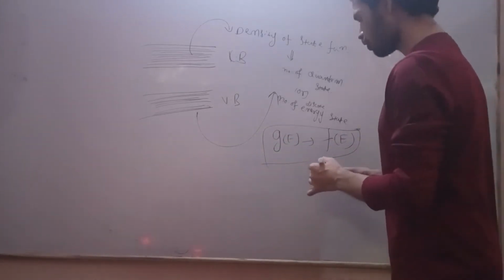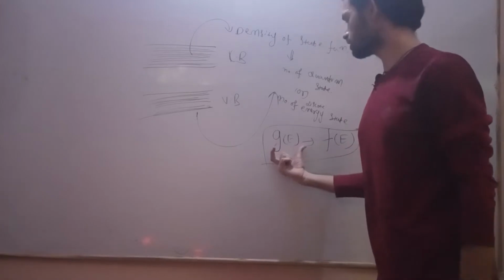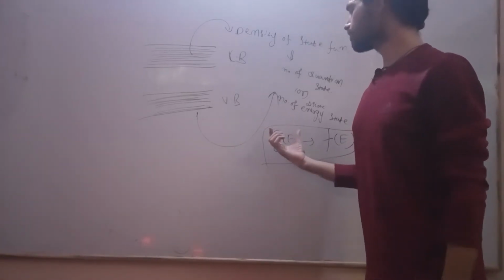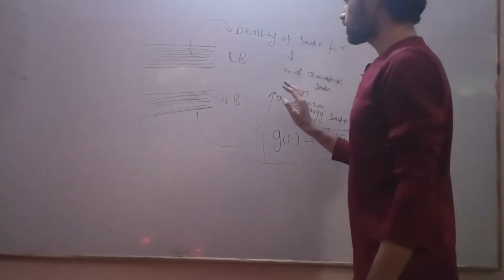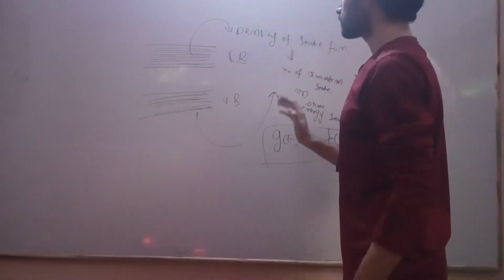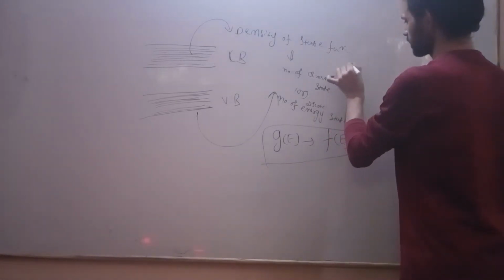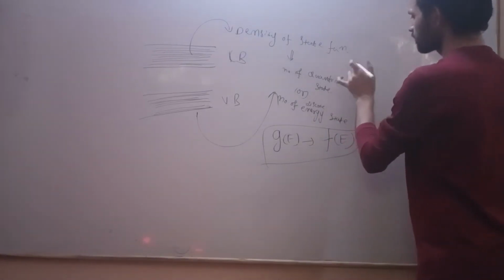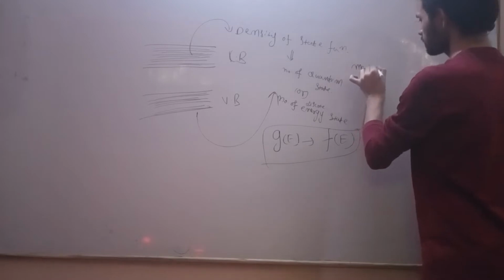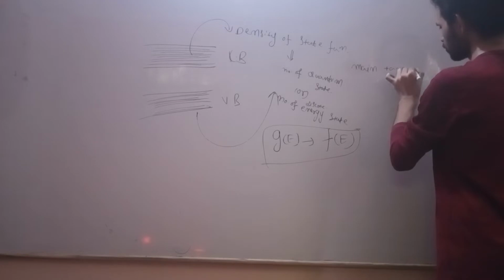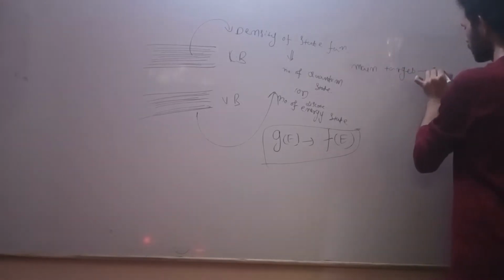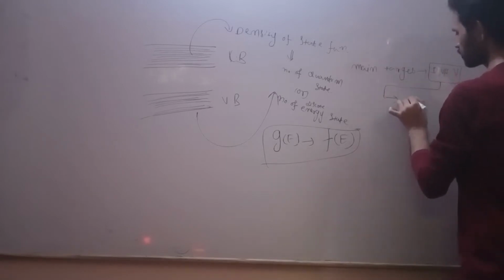Our main target is to determine the density of state, either in the conduction band or in the valence band. For what purpose do we want to determine it? What is our main target here? The main target is the current versus voltage characteristic.